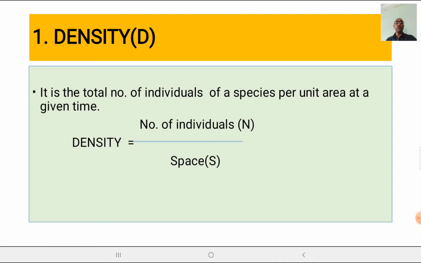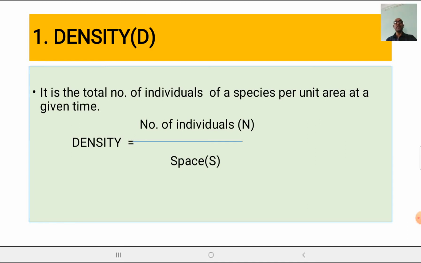Another one is ecological density. Ecological density is expressed with reference to the actual area of habitat available to the species. Ecological density is expressed with reference to the actual area of habitat that is available for the species. So, this is crude density and ecological density.